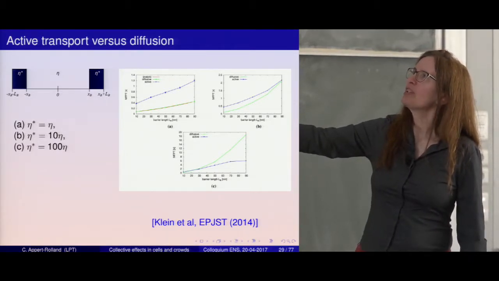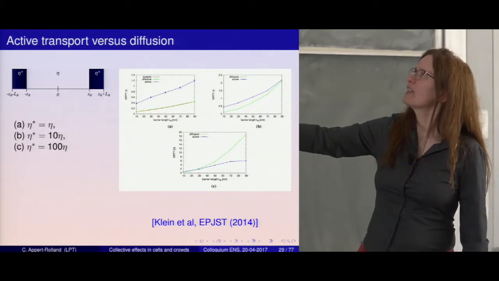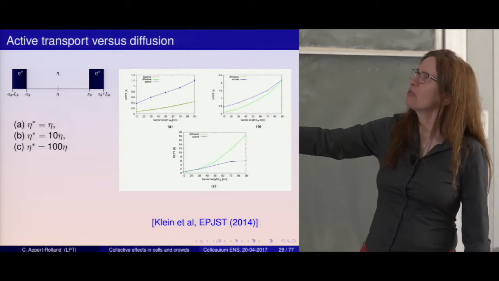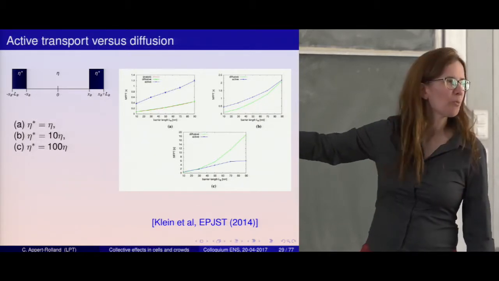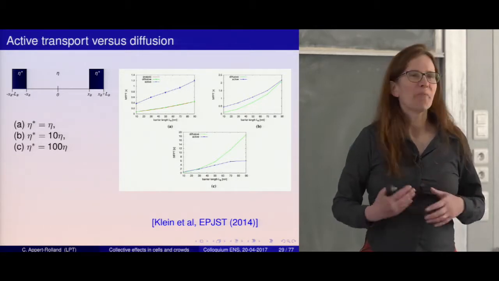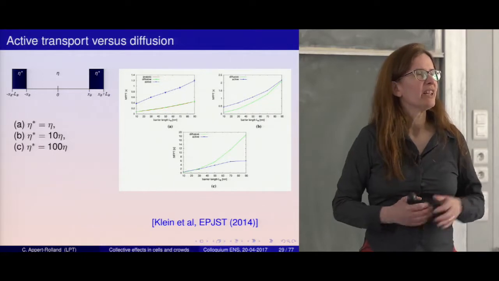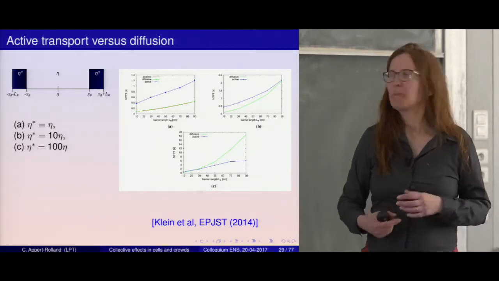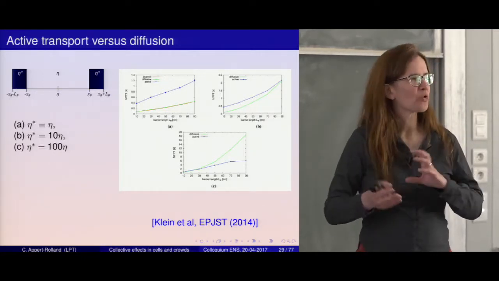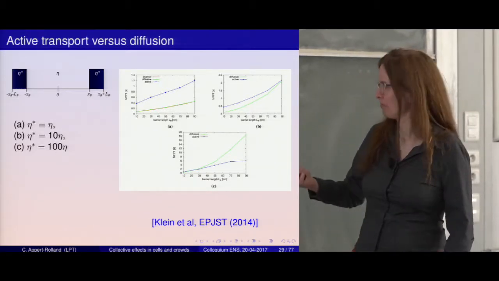But when you increase the effective viscosity in the barriers by 10 or 100, then you find that it becomes more interesting to have this persistent motion. So the idea is that in a very crowded environment, it can be more interesting to have this motion with more persistence, just to cross barriers.